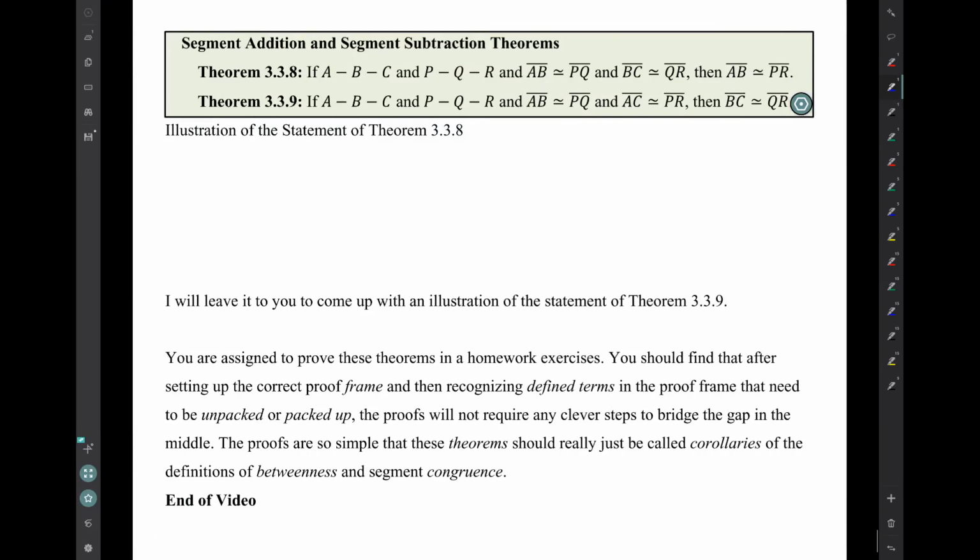The last thing I want to talk about is segment addition and subtraction theorems. Segment addition says this: if B is between A and C, and P is between Q and R, and AB is congruent to PQ, and BC is congruent to QR, then AC is congruent to PR. Now I won't prove that, but I will illustrate it.